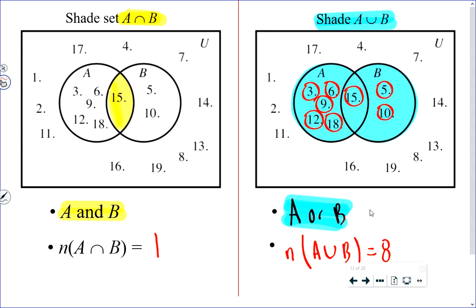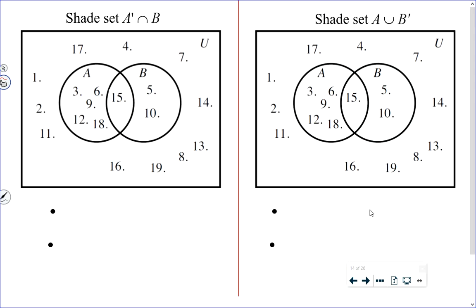Now things start to get a little tricky. What is the set of not A intersect B? Well, I think it's best here. This means not A and B. I've seen people explain this so that you shade not A and you shade B and you look at the intersection. And I'm going to do that right now, actually.